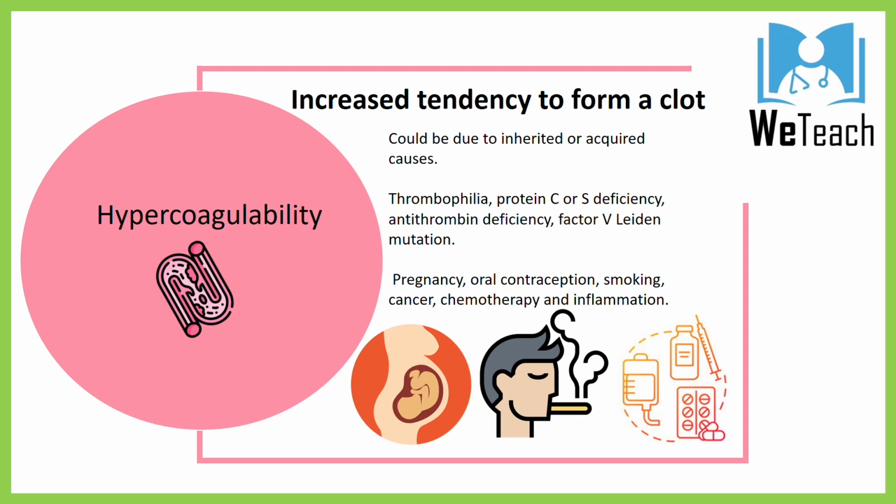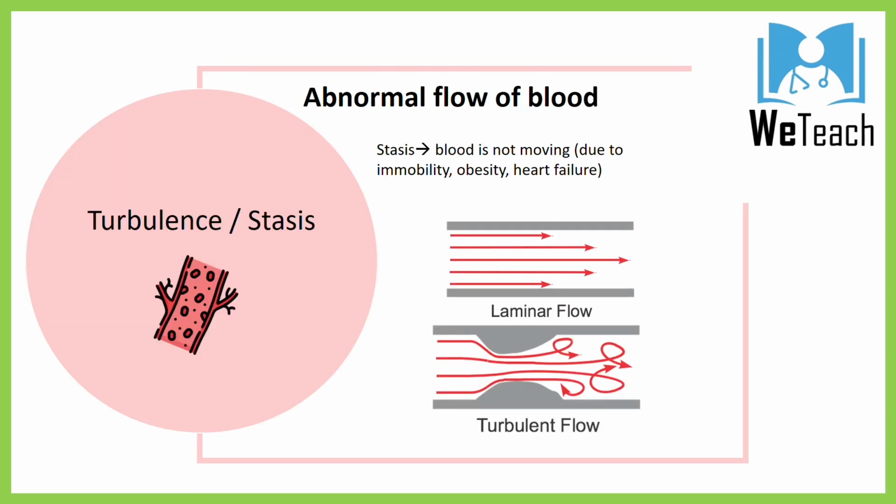The third and last factor is stasis or turbulence in the blood flow. Stasis means that the blood is not moving in the vessel, and that can be due to immobility, like a patient who is on bed rest or people who are traveling on long flights. It also includes obesity and heart failure. Turbulence is abnormal flow of blood. So the normal flow of blood is said to be laminar and the blood is flowing smoothly through the vessel. However, when there is an abnormality in the blood flow, it's said to be turbulent flow, and that increases the risk of stasis and endothelial injury, and hence increasing the risk of clot formation.